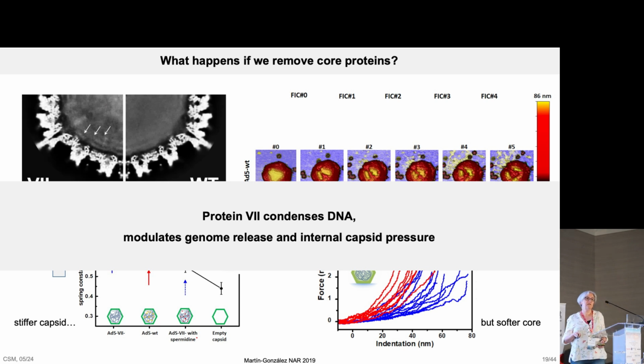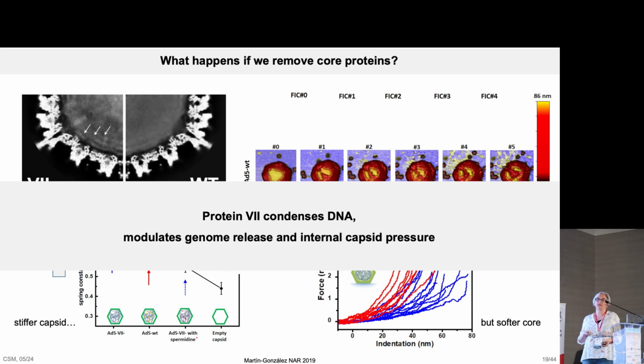appears on the background. This is the DNA. This is the genome being released from the virus particles. So when the core protein 7 is not there, this genome is released much earlier. Just after the first nanoindentation, this genome is already out. So when 7 is not there, the genome release is facilitated.